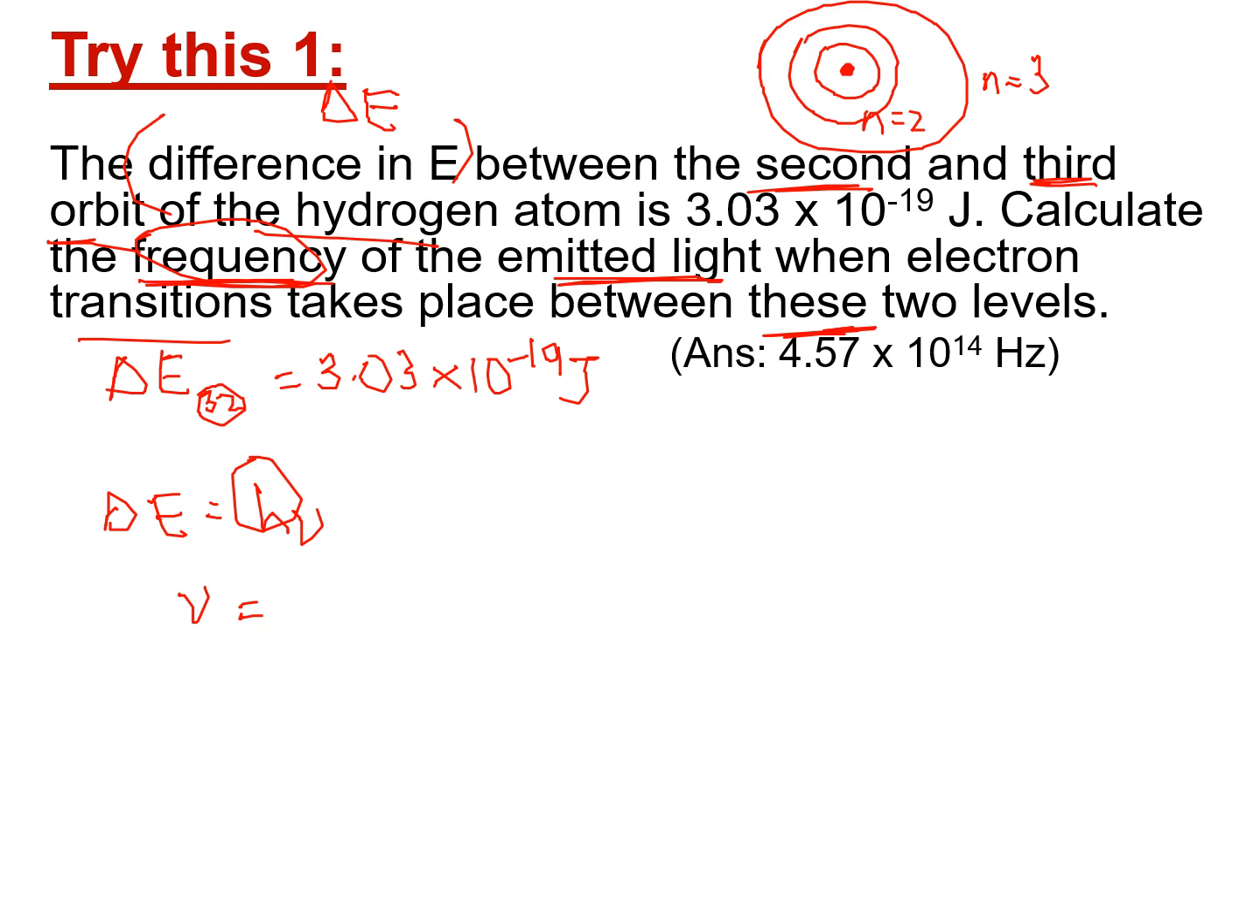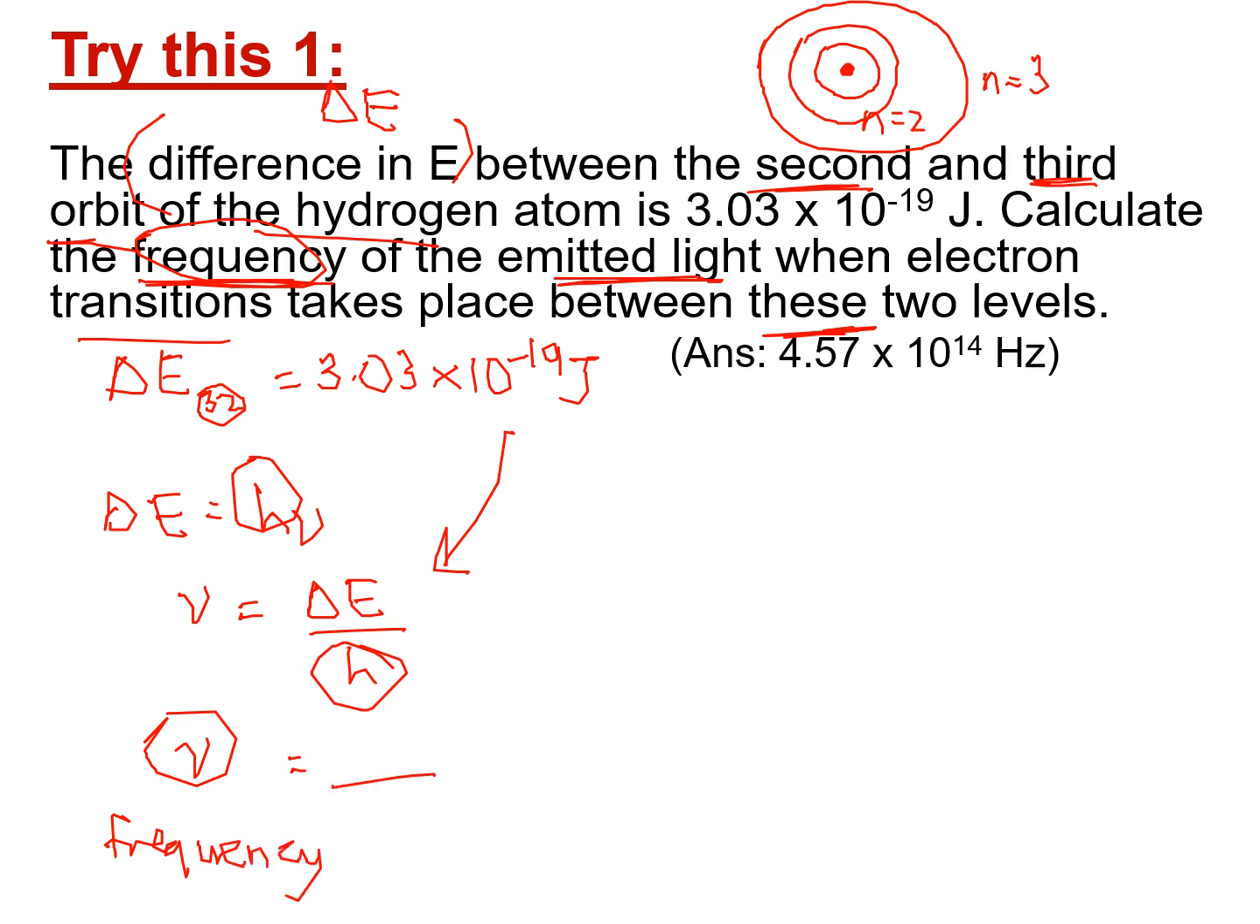So nu is equals to delta E over Planck constant. Delta E ni you masukkan saja. Planck constant you carilah constant Planck ni berapa. So nu adalah frequency. Frequency unit apa? Unit dia adalah in per second or hertz. So you try to find that out.